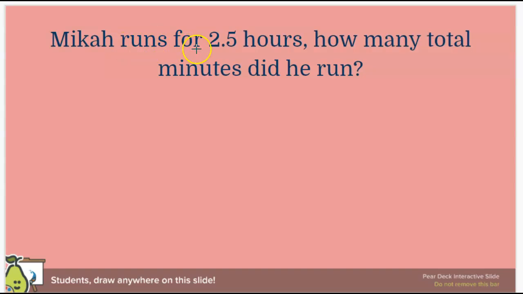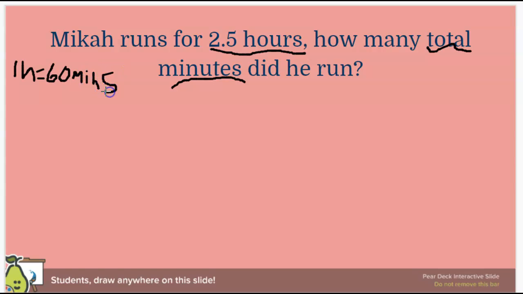Okay, it says Micah runs for 2.5 hours. How many total minutes did he run? Well, that means you have to actually know that 1 hour equals 60 minutes. That's the first thing you have to know. So I had some people tell me in previous years that they said, okay, well, if it's 60 minutes each hour, that's 60 plus 60. And then they did half. And they said 60 plus 60 plus 30. That is perfectly fine. I love that kind of math.